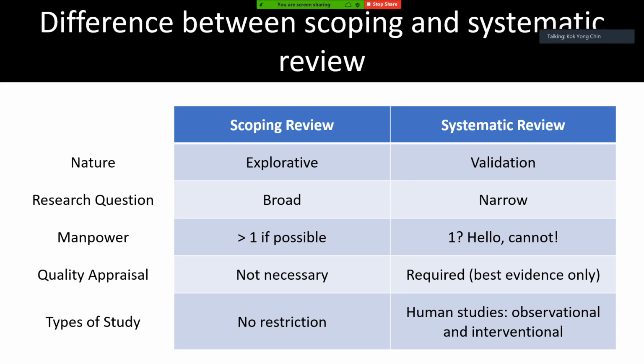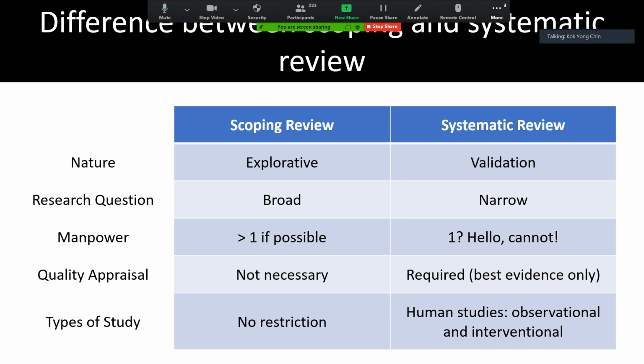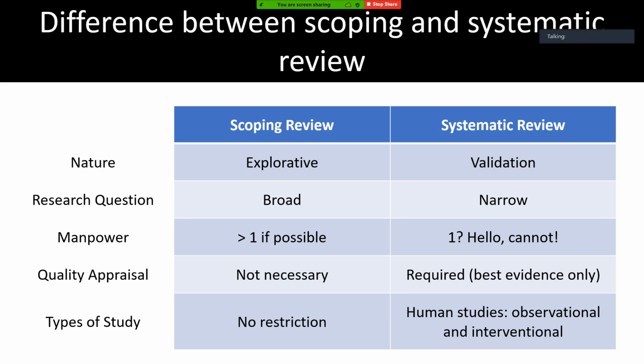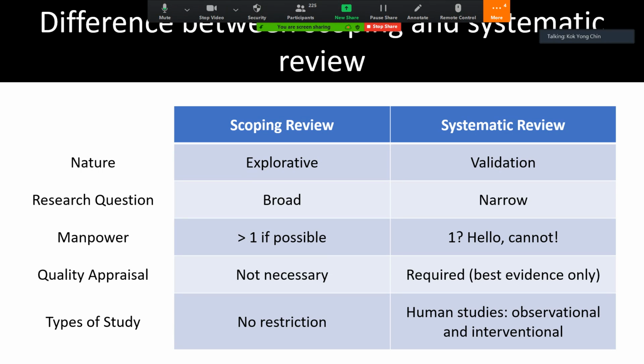For quality appraisal, just now we have seen the quality appraisal table, right? Because we only want the best evidence in a systematic review, low quality research is screened out, and we don't include it in the final analysis. But for a scoping review, it's not necessary. Let's say you have encountered and included low quality studies in your scoping review. Maybe it's a duty for you to alert the readers about the limitations of certain studies, but it's not necessary for you to exclude them, okay.